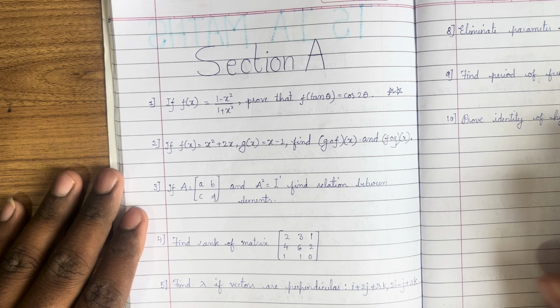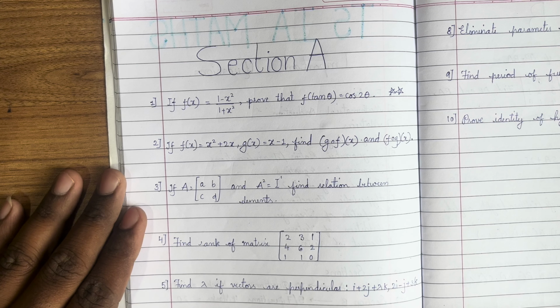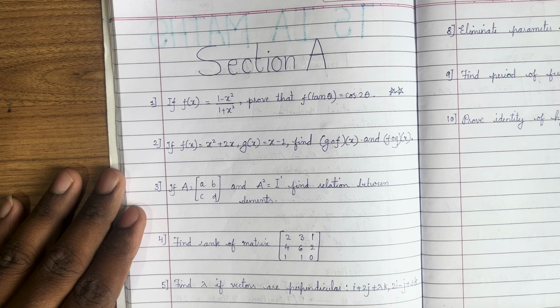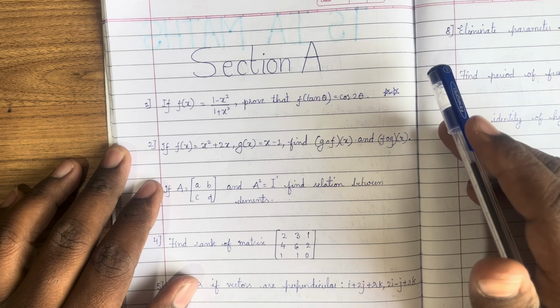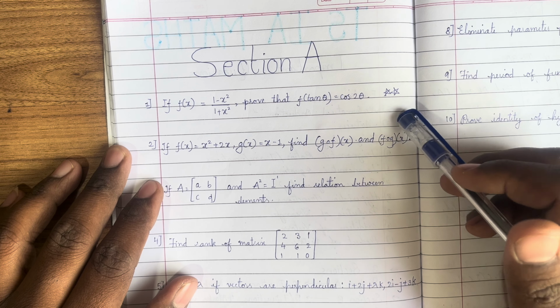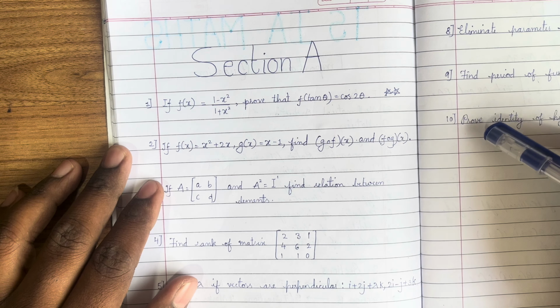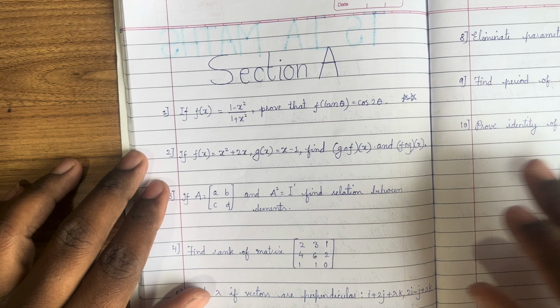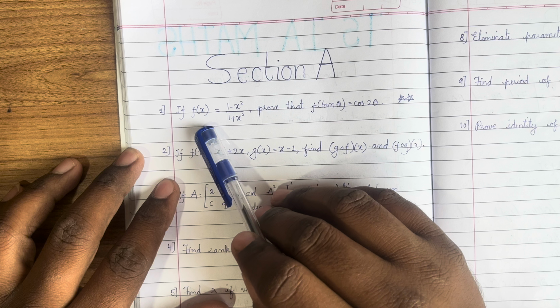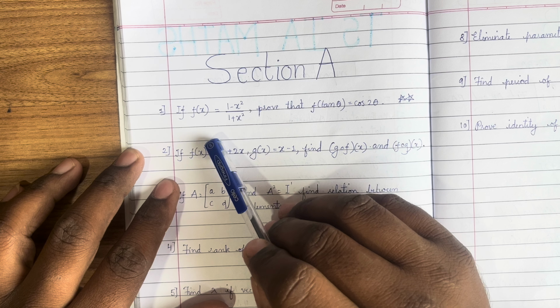So I have discussed overall 10 questions here and you will get around 10 questions, but here I will be discussing the topics where you have to change different numbers and practice that question so that you can hold a grip and tackle any question which you get in the examination. So first one is, if f of x is equal to 1 minus x square by 1 plus x square, prove that f of tan theta is equal to cos 2 theta.